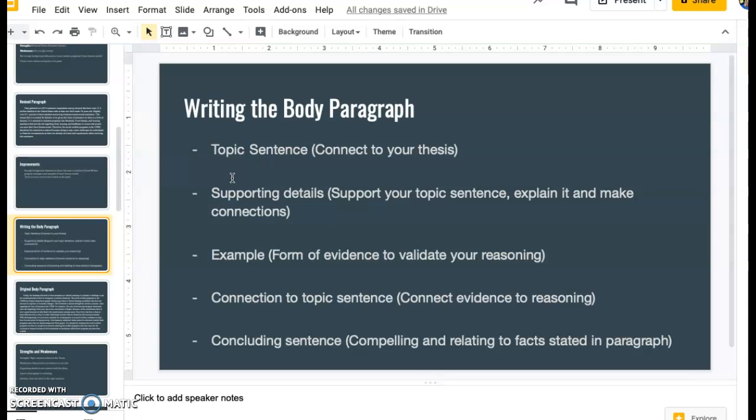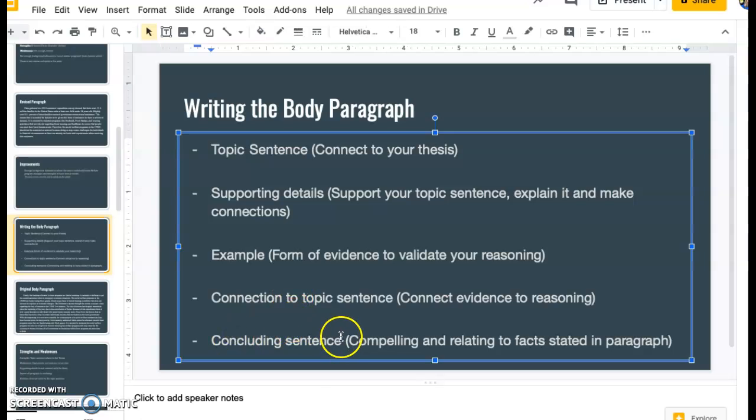You will also need an example, and this example is very crucial because it validates your reasoning. It makes your point seem a lot more reliable because you have evidence to back yourself up. You also need to connect that to the topic sentence, because if your evidence doesn't relate to your topic sentence, then the paragraph is kind of useless because there's not a lot going on to support your point. So you also need a concluding sentence, and this needs to be compelling, and it also needs to relate to the facts that are stated in the paragraph.